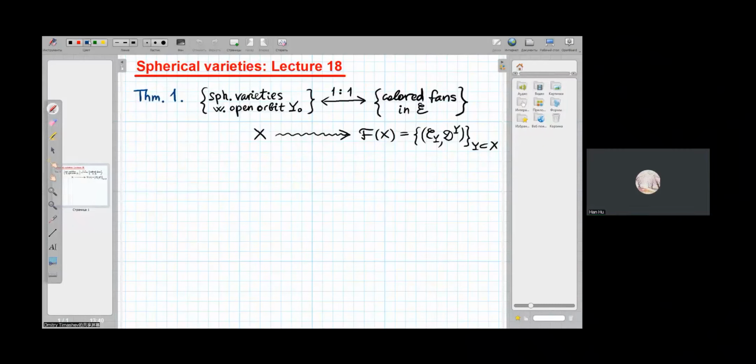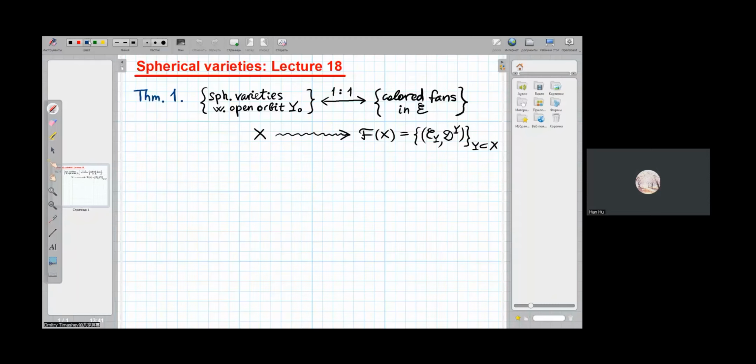We are going to prove the classification theorem for spherical varieties, which I formulated at the end of the previous lecture and which I recall now. The theorem says that spherical varieties with a given open orbit, a spherical homogeneous space Y0, are in a one-to-one correspondence up to an isomorphism with colored fans in the vector space E spanned by the dual of the weight lattice of Y0. And the correspondence is given by associating to each spherical variety X its colored fan, F of X, which is just the collection of colored cones corresponding to all G orbits in X.